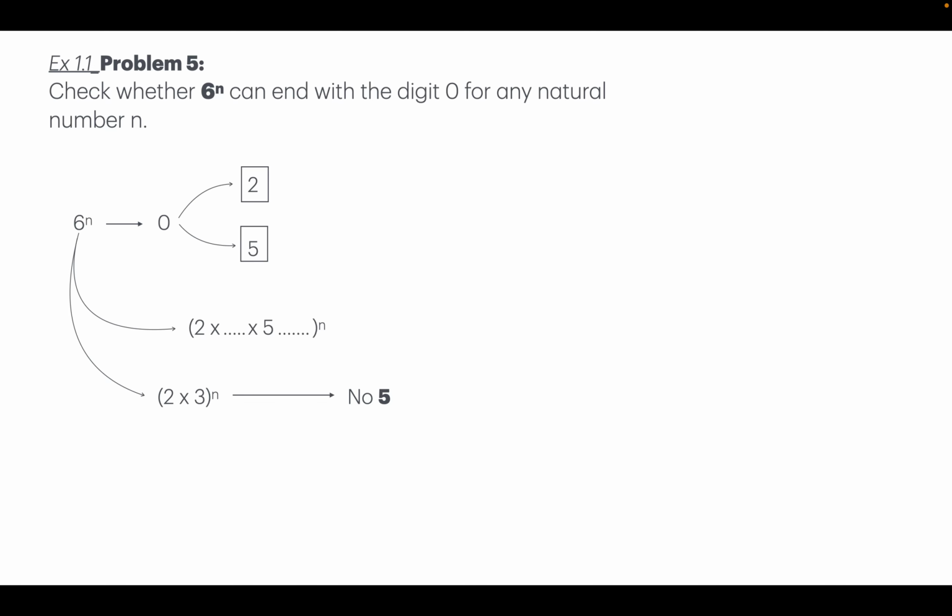which means there is no 5 as a factor of this number, that is 6 to the n. And if there is no 5, then I'm not going to have a 0 at its unit place, because I have to have 2 and 5 as its factors. So any number that is in the form of 6 to the n, or any number we get by putting values of n in 6 to the n, is never going to end with 0 in its unit place.